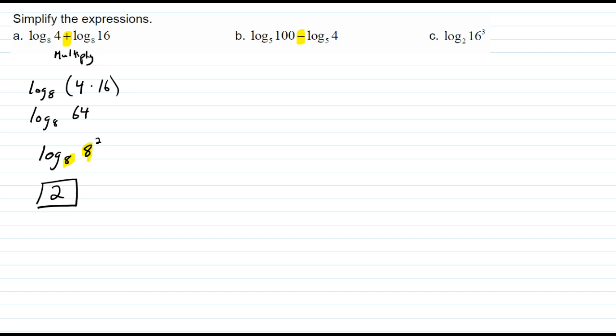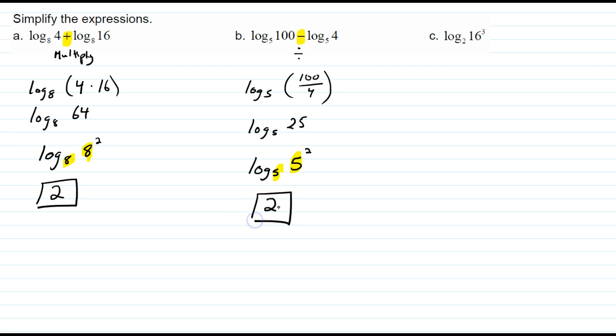Alright, so now we have division. So when you see subtraction, you think about dividing. So this is going to be log base 5 of 100 divided by 4. And so that gives us log base 5 of 25. And so now can we write 25 with the base of 5? And so log base 5 of 5 squared. So the bases are the same, so that means this simplifies to 2.